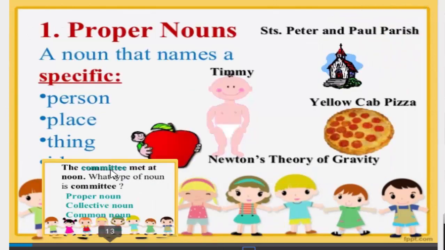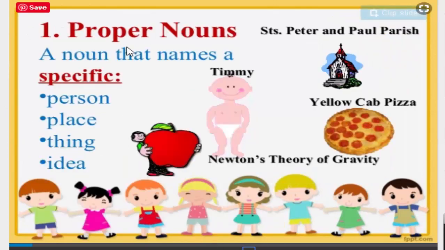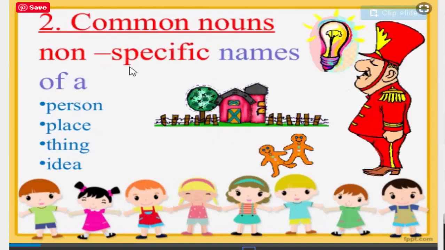We have also different types of nouns. A proper noun is a noun that names a specific person, like Ahmed, a specific place, like Ar-Rawad schools, a specific thing, or even a specific idea. If the word names a specific person or place or thing or idea, it's considered proper and it's always capitalized. Common nouns are non-specific names of people or places or animals or things.